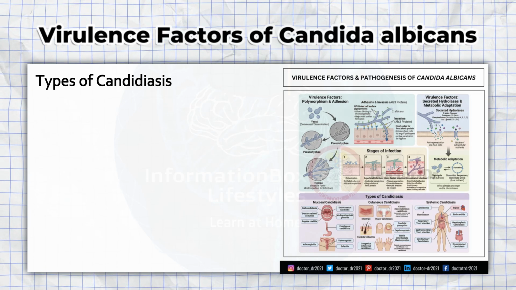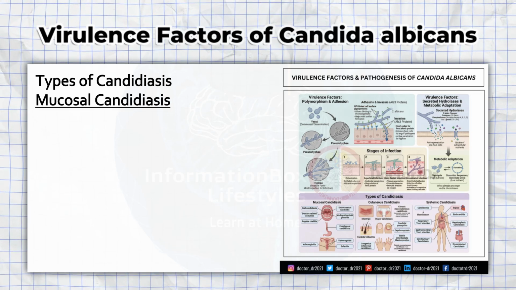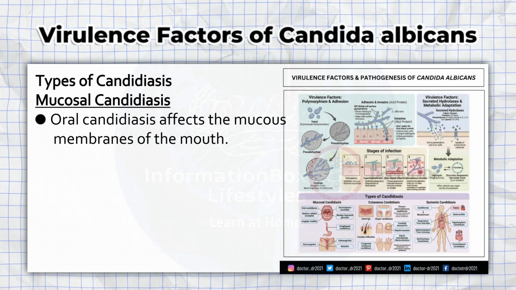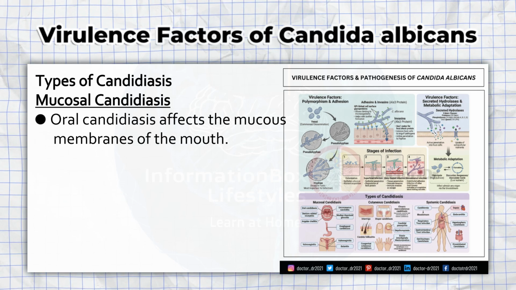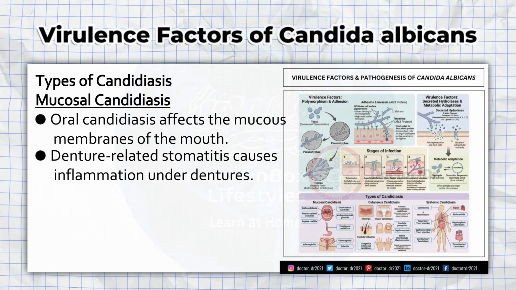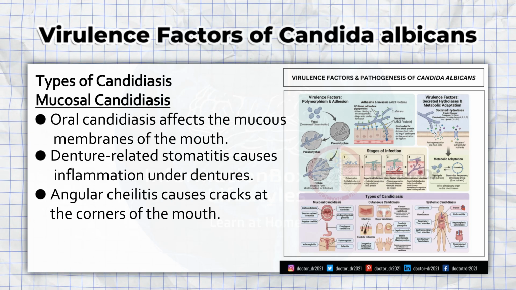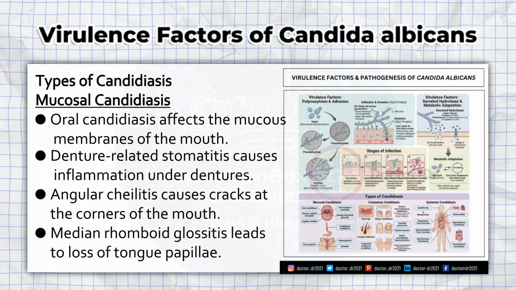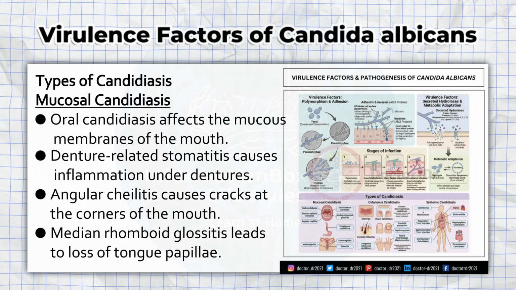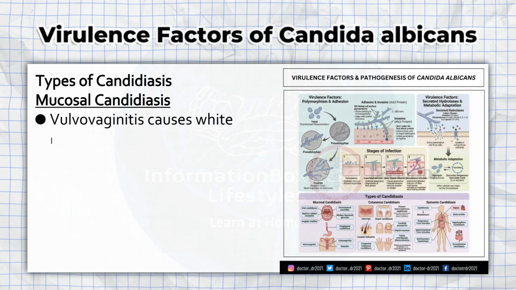Types of candidiasis. Mucosal candidiasis. Oral candidiasis affects the mucous membranes of the mouth. Denture-related stomatitis causes inflammation under dentures. Angular cheilitis causes cracks at the corners of the mouth. Median rhomboid glossitis leads to loss of tongue papillae.